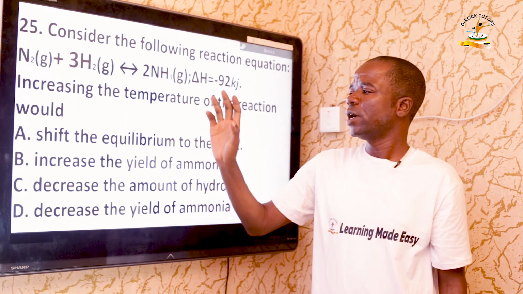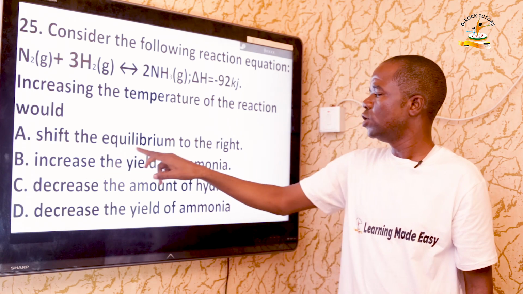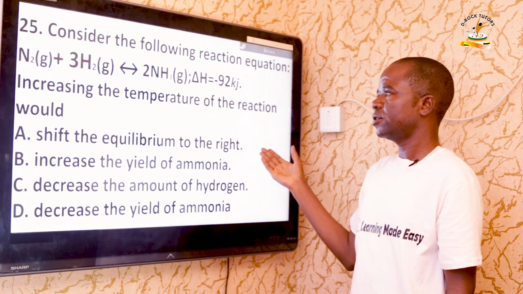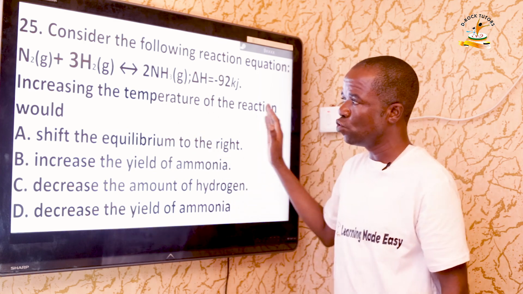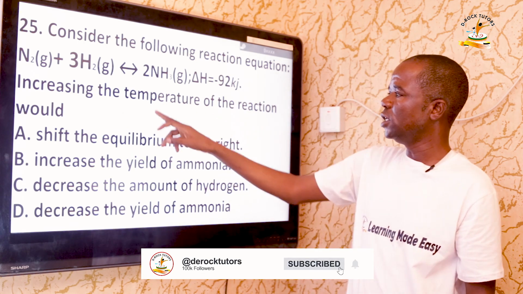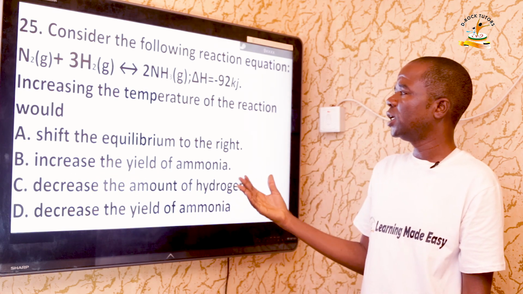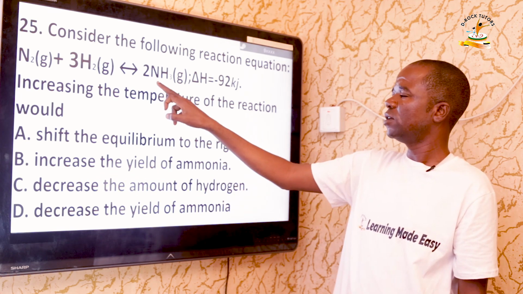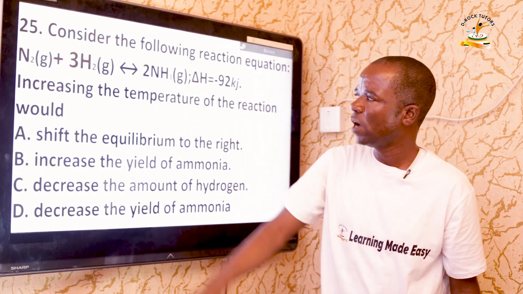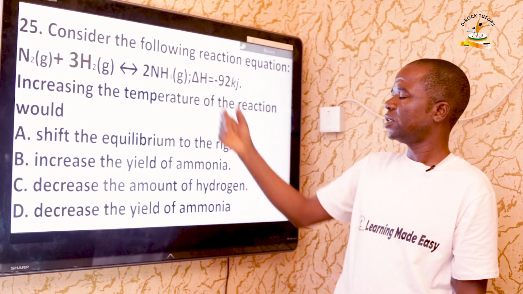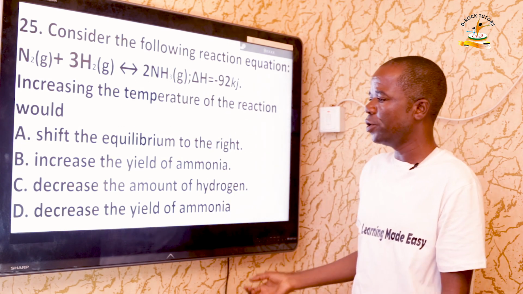So let's look at the options. Shift the equilibrium to the right. That's not true. I just said that the equilibrium will be shifted to the left if the temperature is increased. Increase the yield of ammonia. That's also incorrect, because ammonia is on the right-hand side and the equilibrium will have shifted to the left-hand side. So it definitely won't increase the yield of ammonia.